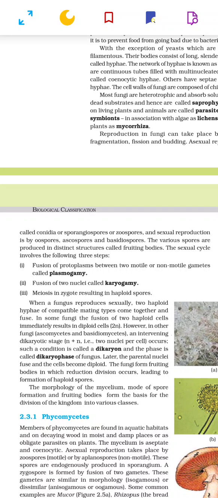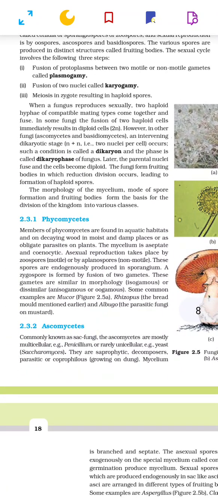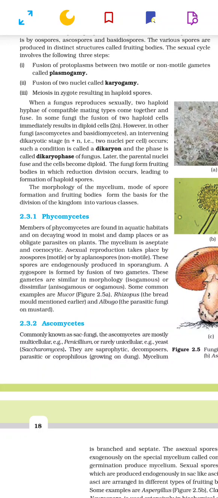The morphology of the mycelium, mode of spore formation and fruiting bodies form the basis for the division of the kingdom into various classes. 2.3.1 Phycomycetes. Members of Phycomycetes are found in aquatic habitats and on decaying wood in moist and damp places, or as obligate parasites on plants. The mycelium is aseptate and cenocytic.